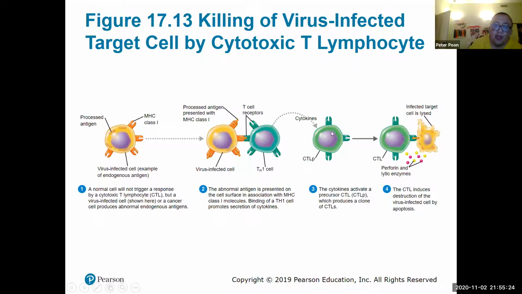So this is a T helper cell. It will signal a cytotoxic T cell. When a T cell binds to the cell, it will activate porphyrins and granzymes. The porphyrin will poke holes, and if that's not enough to kill the cell, the granzyme actually causes apoptosis.